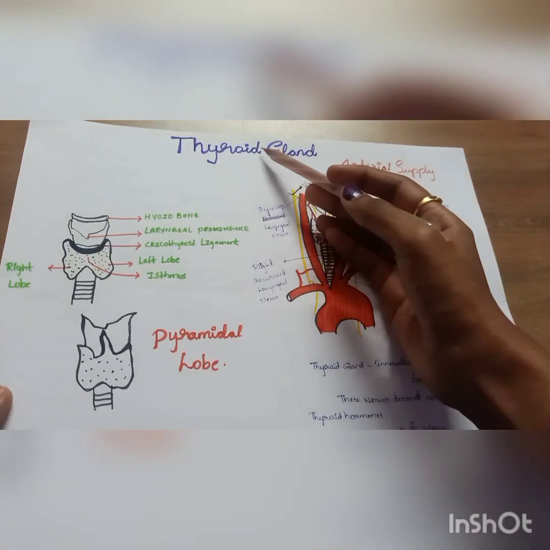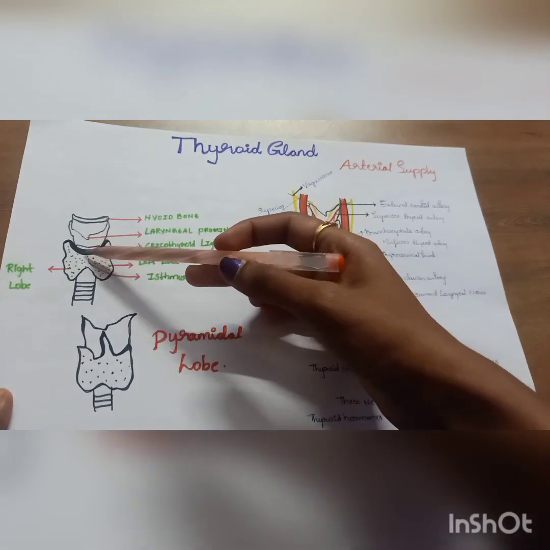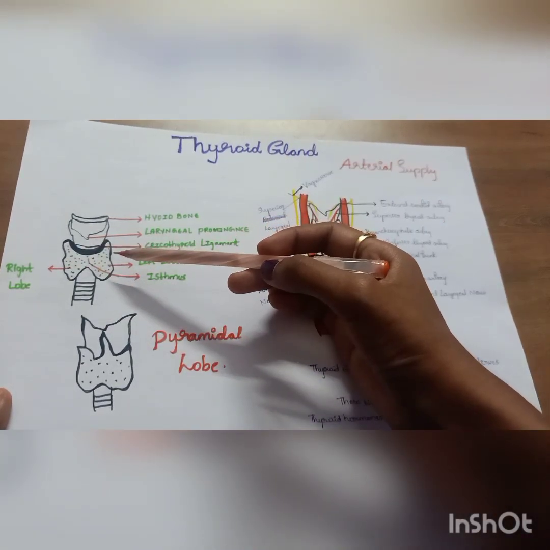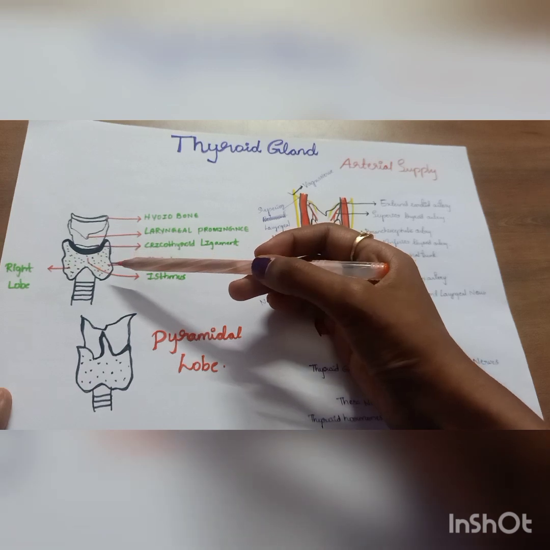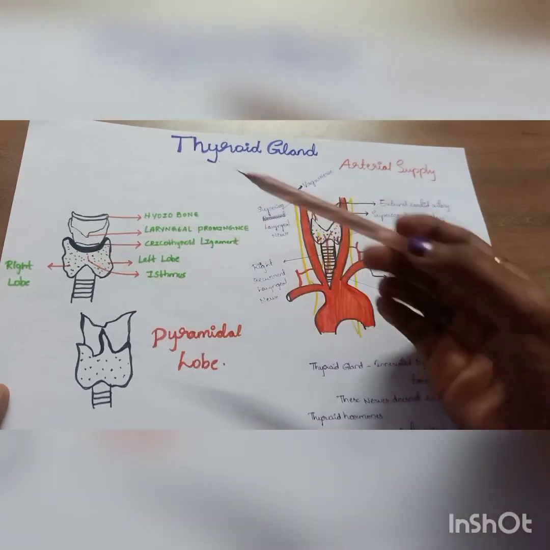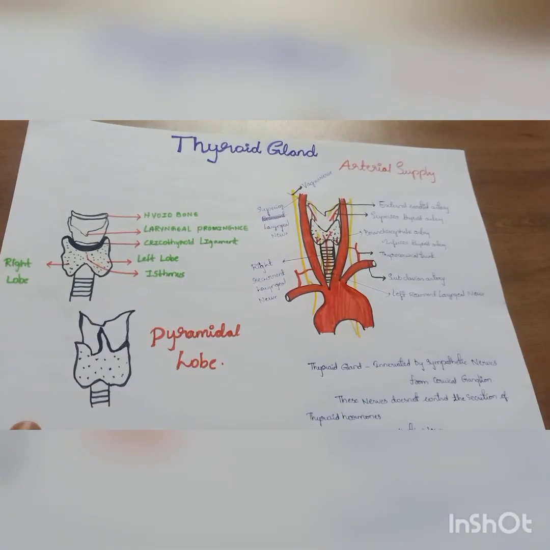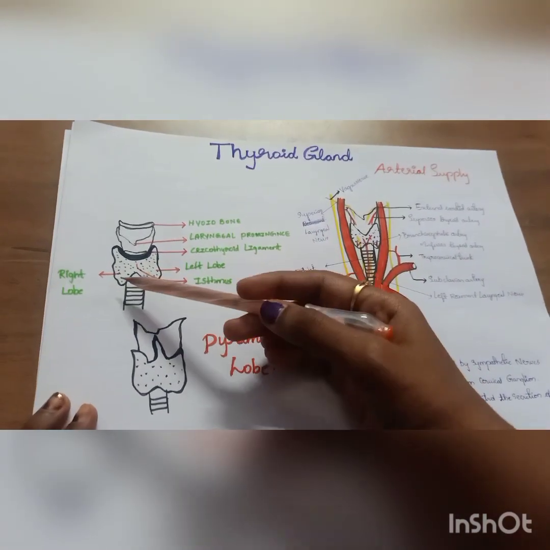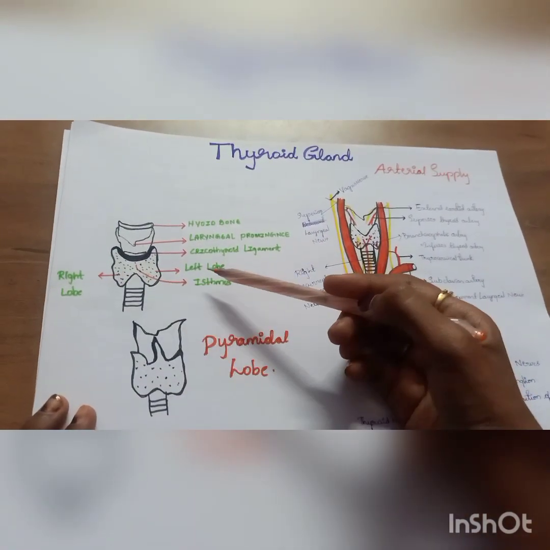So what is the thyroid gland? The thyroid gland is a butterfly shaped gland, which is an endocrine gland that sits and wraps around the trachea. It produces two main hormones, that is T3 and T4. The thyroid gland has two lobes, right lobe and left lobe.